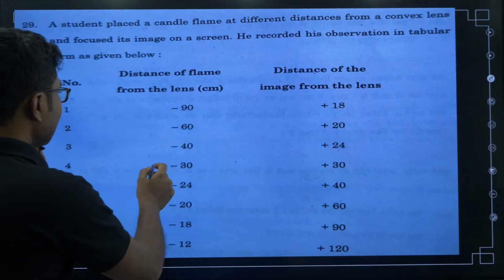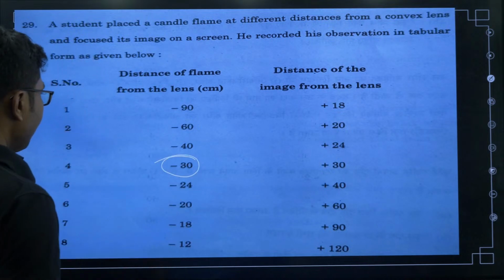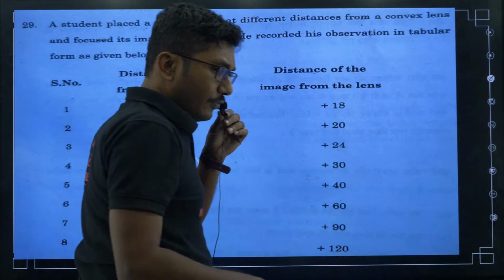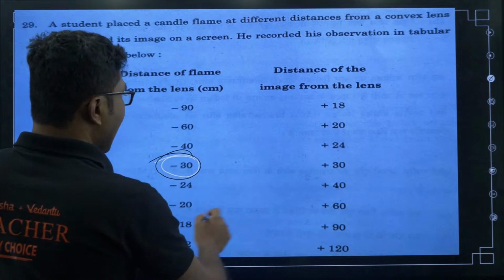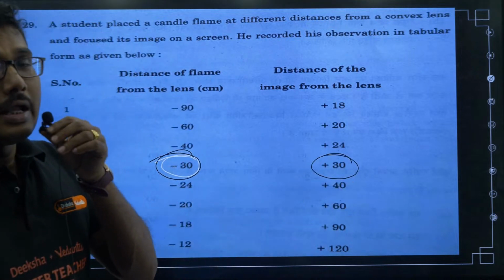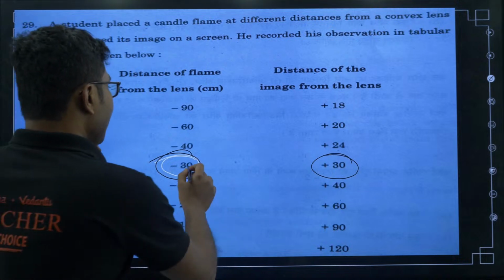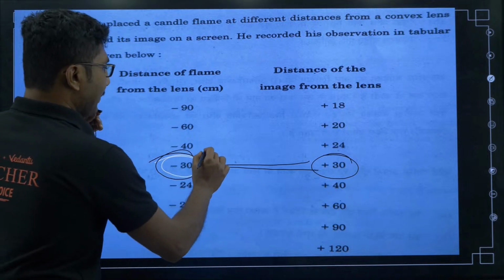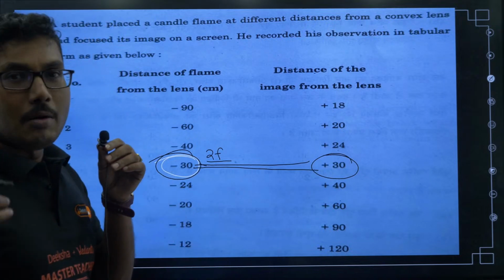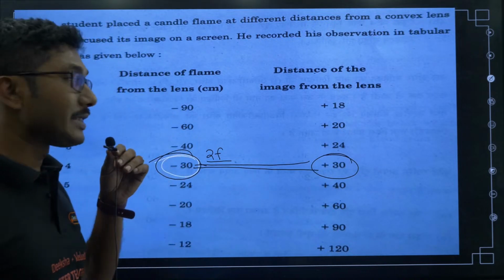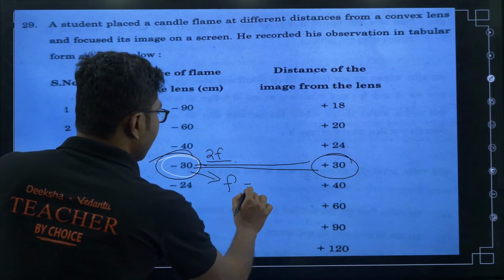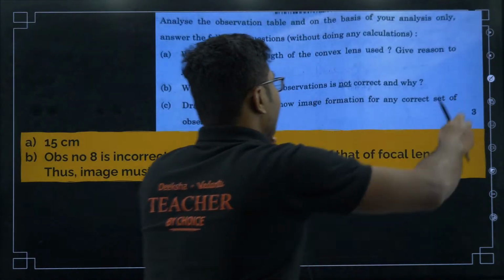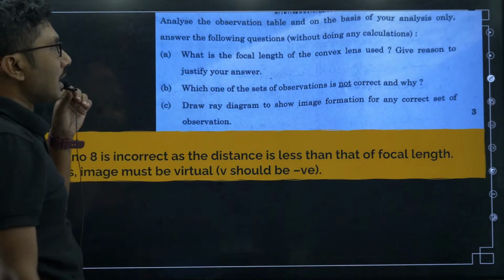So if you see here, we have minus 30 here, and this is also plus 30. So the magnitudes of the image distance and object distance are the same. Image distance and object distance being the same, when does this happen? This happens only when the object is kept at a distance of 2f. This is a very particular distance where object distance and image distance are the same. So from this we can say that the focal length must be equal to 15 centimeter, right? So let's see the next questions in this part. What is the focal length of the convex lens used?